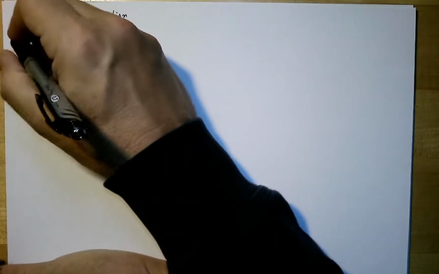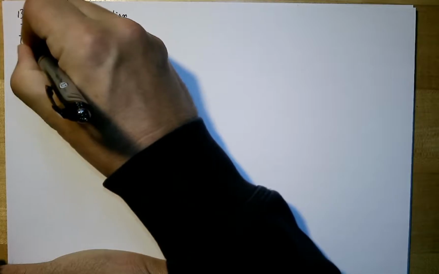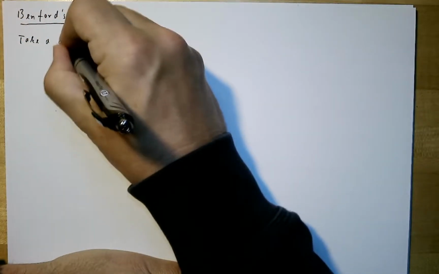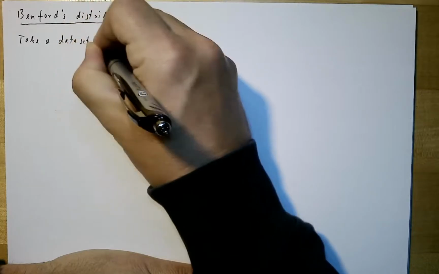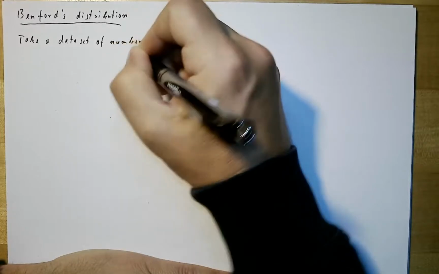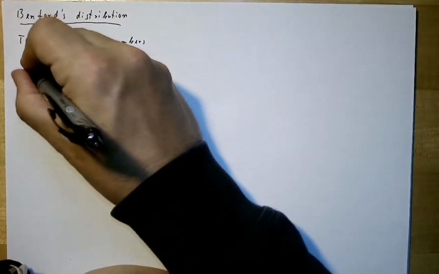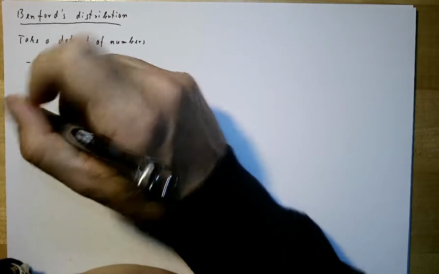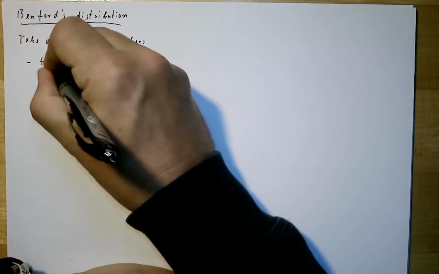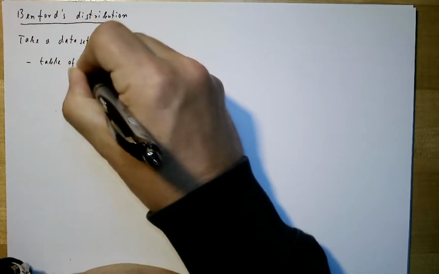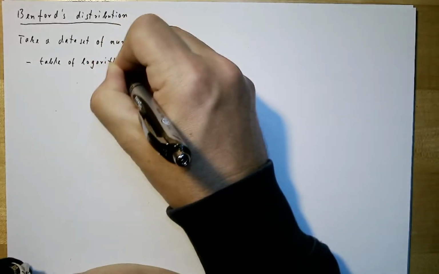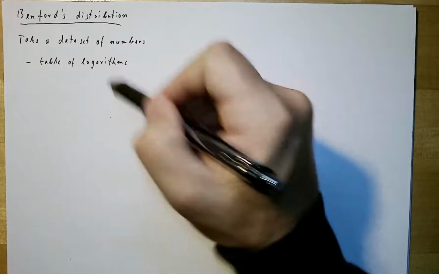So let's take a data set, a data set of numbers. Where could we get such a data set? For example, it could be a table of logarithms. So you think, why a table of logarithms?